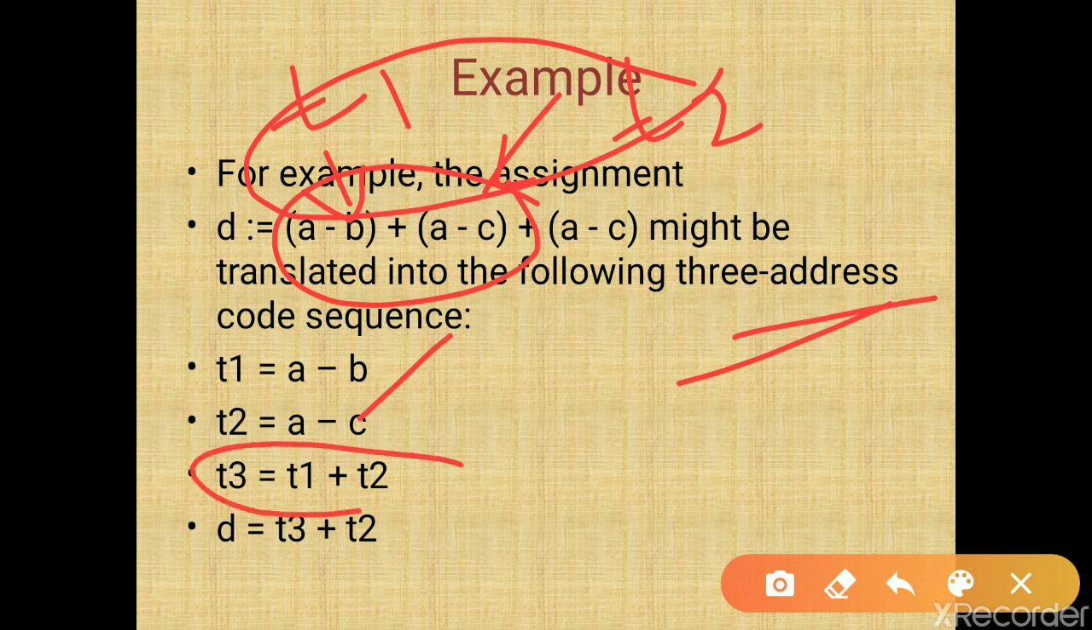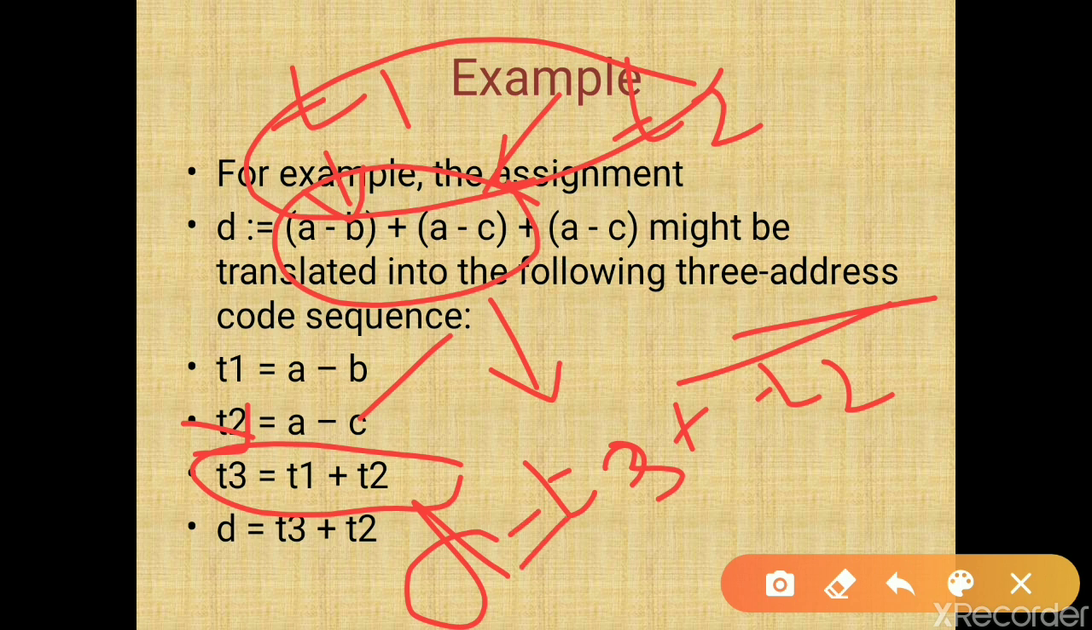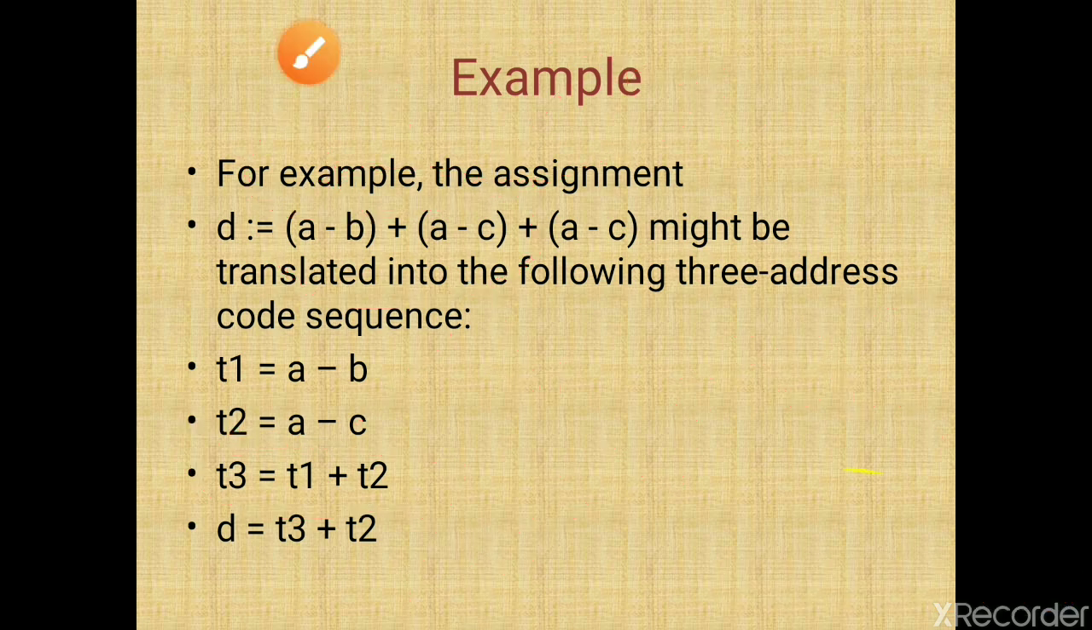So t3 will store t1 plus t2. Next, what is the next condition? After that, a minus c is t2, right? The result of this, that is t3, is again added with t2, and t2 is a minus b. So I will do t2 plus t3 and the result is stored inside the instruction d. That is the case for the simple code generator.